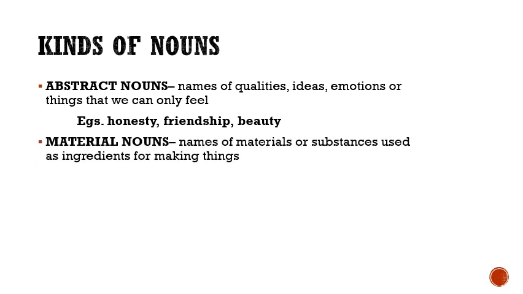Next we have material nouns. These are the names of materials or substances used as ingredients for making things. Examples: water, wood, steel.